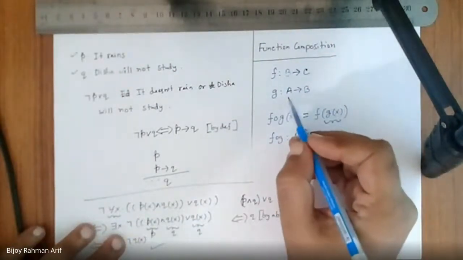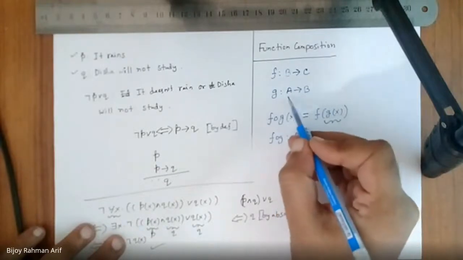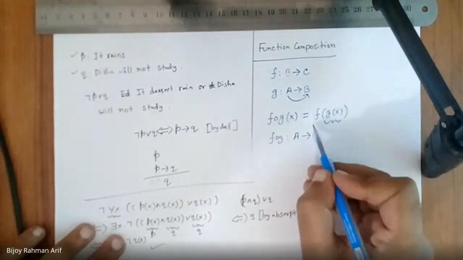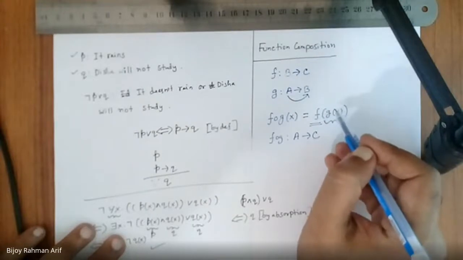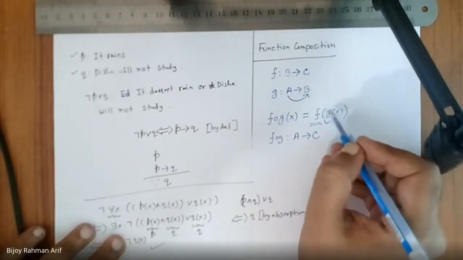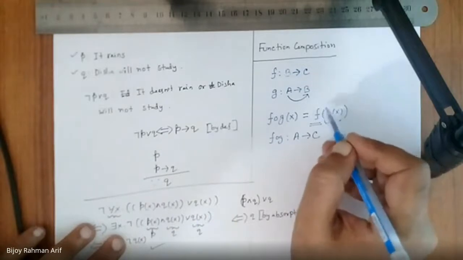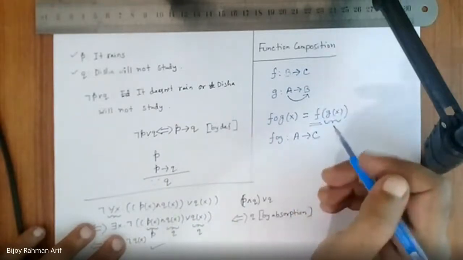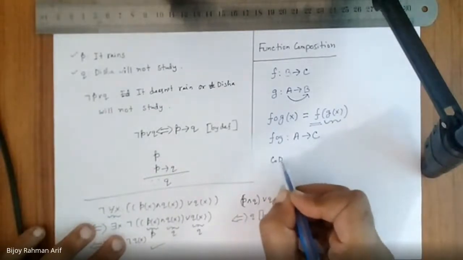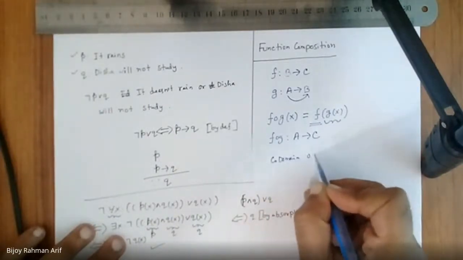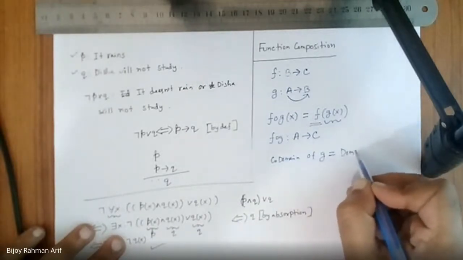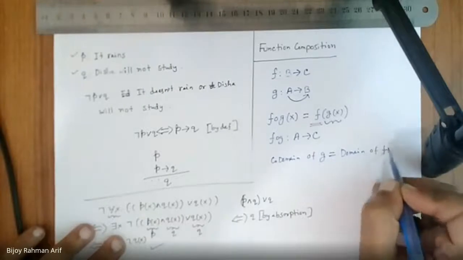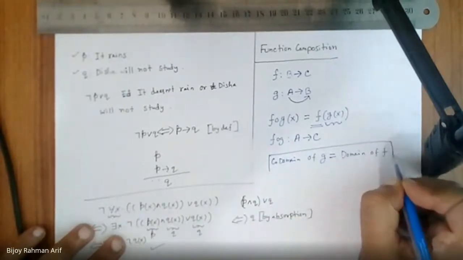So remember, at first we have to do g of x. When we are doing g of x, it goes from A to B. So when we do the outer function f, we require the codomain of the inner function to be the domain of the outer function. So remember, codomain of g should be equal to domain of f. Then only this composition is possible.